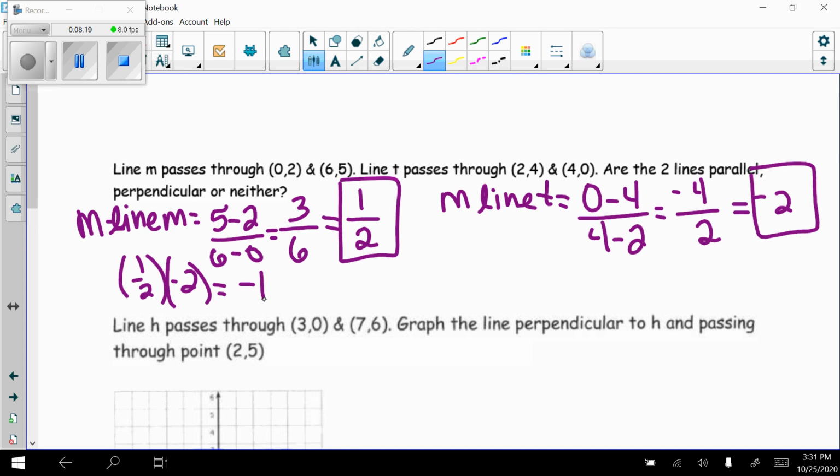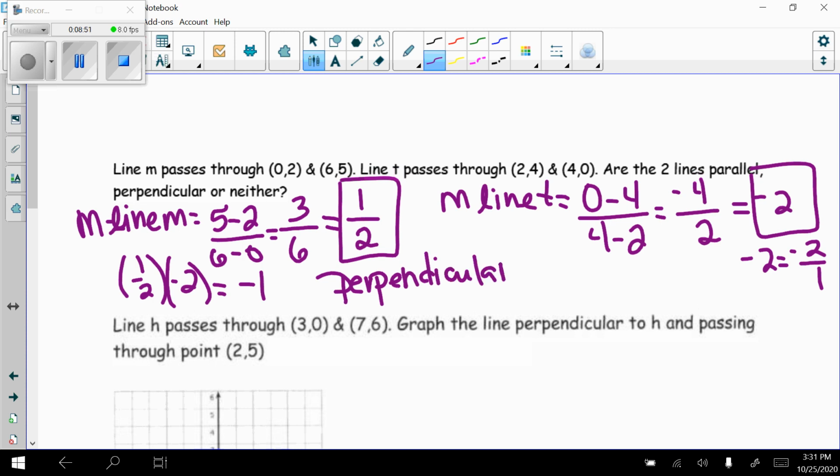And again, remember when we said on the front of the notes that if the product was -1, that meant that they were negative reciprocals of one another. And so here I have a positive 1/2. If I were to flip that and change the sign, I would get -2 over 1, which is exactly what I have over here, -2. Remember that -2 is the same thing as saying -2 over 1. So these are, in fact, negative reciprocals of one another. So these are perpendicular.